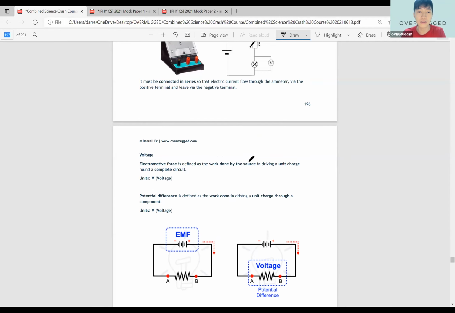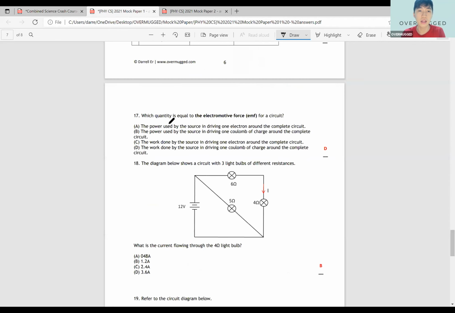Work done by the source in driving a unit charge around a complete circuit. Okay, not power, but work done. EMF is always referring to the source driving charge around the circuit, not your electron.